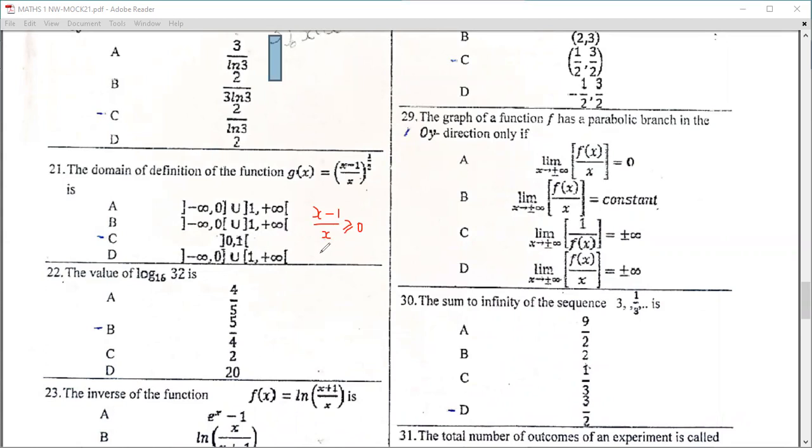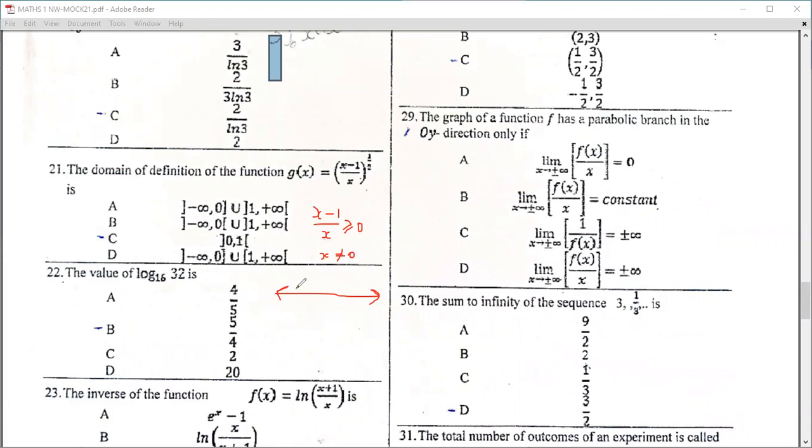And secondly, the denominator should not be equal to 0. x should not be equal to 0. So we can test the regions now of this inequality. Okay, because the boundary solutions, we have 0 and we have 1. So we have from 0 to 1. Let us use the number line to test.